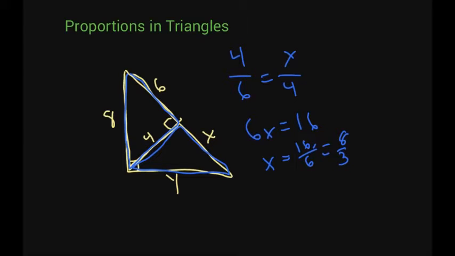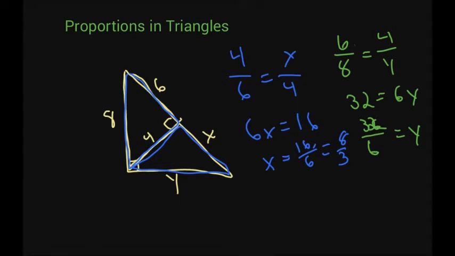Now I want to find y, so I could start the same way. I could have 4 over 8 this time equals, right, that wouldn't be the same side, sorry, correct that. I would do 6 over 8 this time, equals 4 over y. Cross multiply, 8 times 4 is 32, equals 6y, divide by 6, you get y equals 32 over 6. You can divide both those by 2, which would be 16 over 3. So y would equal 16 over 3.